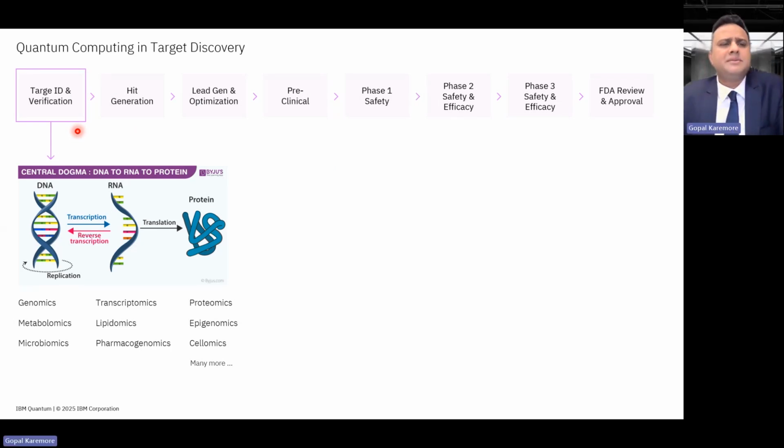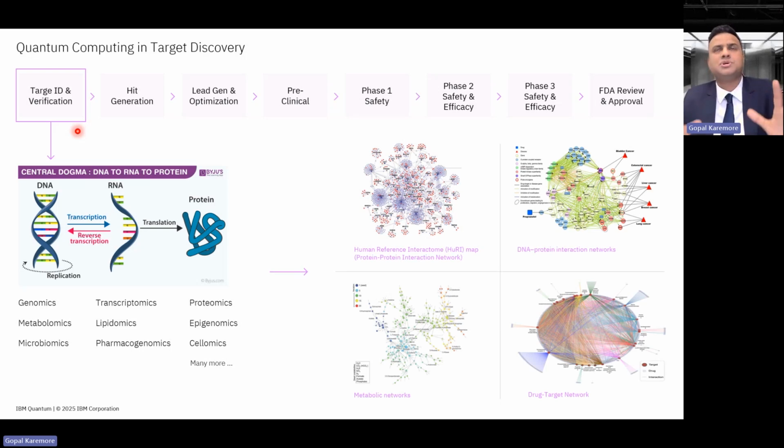Normally target identification and verification starts with systems biology, systems pharmacology. You generate the hypothesis, you understand the central dogma of life, like DNA, RNA, protein through transcription and translation. And you generate lots of data, like genomics, transcriptomics, proteomics, all the multiomics. We are going towards single cell RNA and spatial genomics. Ultimately, what you get out of this is a huge, complex, mostly sparse network, like a protein-protein interaction network, DNA-protein network, and so forth.